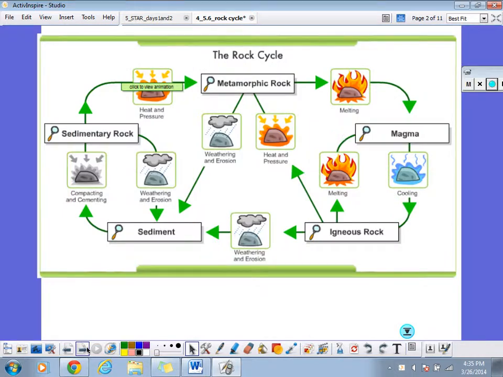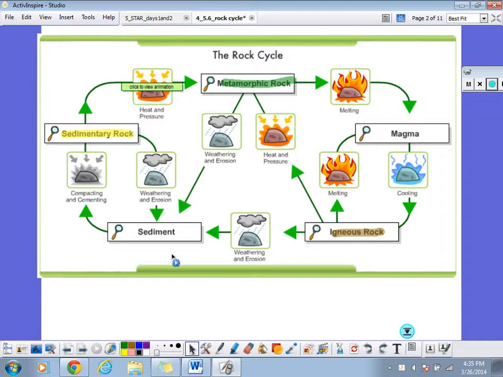So there are actually 3 different kinds of rocks on Earth. There are a lot of different kinds of rocks, but they mostly fit into these 3 categories: sedimentary rock, metamorphic rock, and igneous rock. And they are all different because they all get formed in different ways.